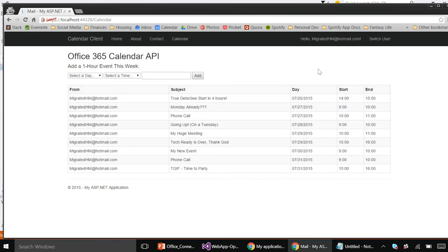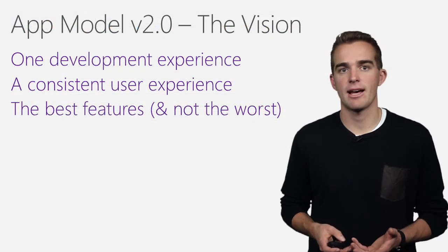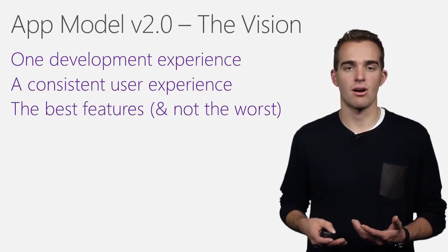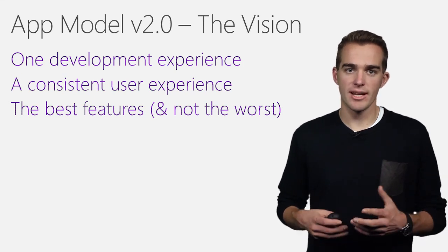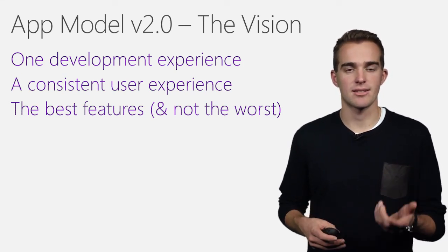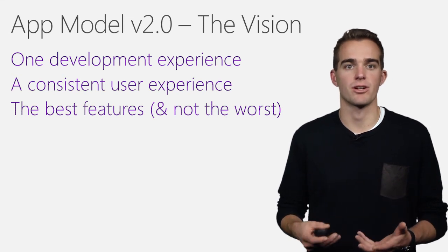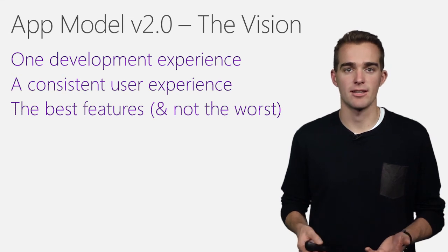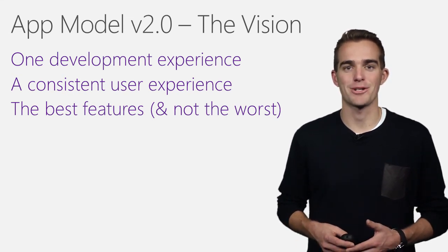So this is pretty cool. We've created a web application that uses a single library. It's using Microsoft's own .NET framework. And we've made REST requests using a single token type to the Microsoft Graph and got back information about our users' calendars. The vision behind App Model v2.0 is that you have a single development experience for accessing all Microsoft online services. Users get a consistent user experience when they log in and they grant consent to your application, something that they come to know and trust over time. You get the best features of Microsoft Account and Azure AD authentication services, and we omit some of the worst features from the past.